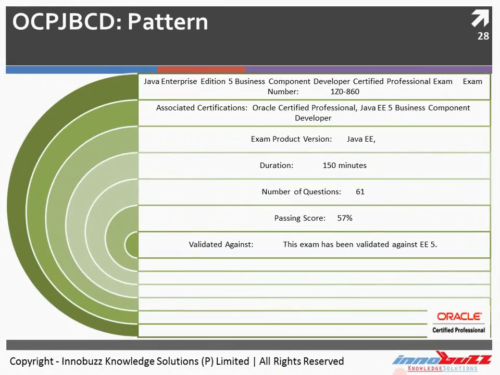This is the exam pattern for Business Component Developer with number 860. You have associated certifications for Java Enterprise Edition Business Component Developer. The version is Java Enterprise Edition, duration 150 minutes, number of questions 61, passing score 57%. Again, it is validated against Java Enterprise Edition.